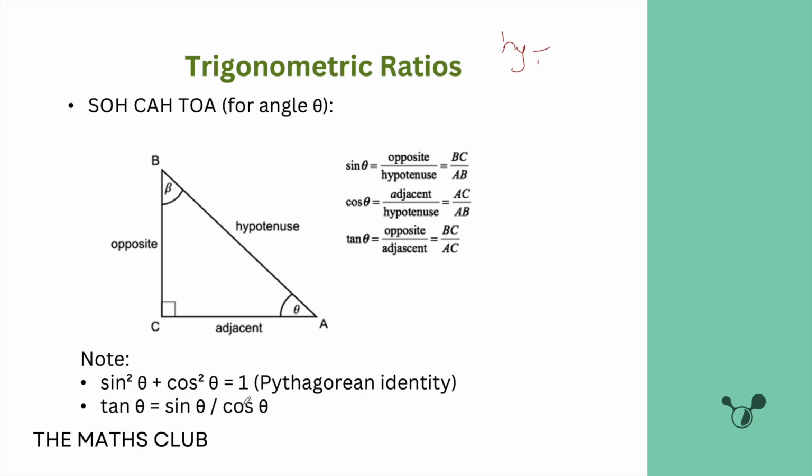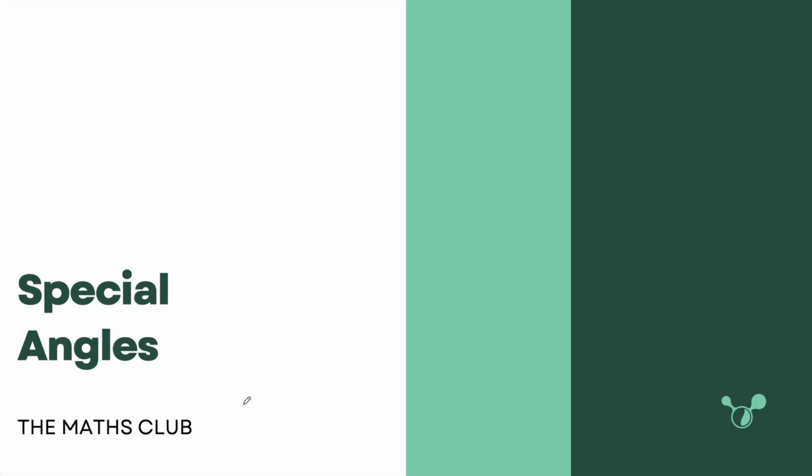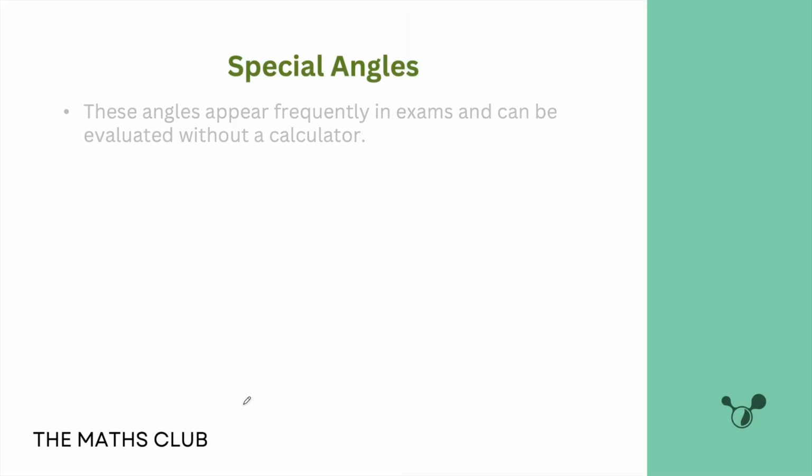So these are two things that you need to know by heart. Sine squared theta plus cos squared theta is equal to 1, and tan theta is equal to sine theta over cos theta. You need to know it by heart. Repeat it every day. Now we'll go to special angles.